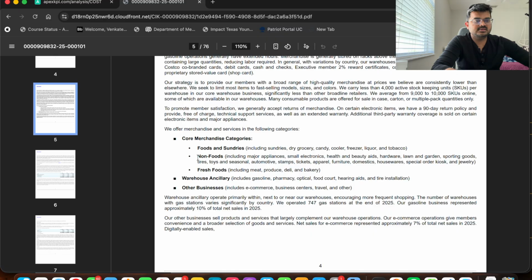The second section which they have mentioned is non-food items, which basically includes all the appliances, electronics, hardware, lawn, and all the other items. Jewelry, as a matter of fact, is included in non-food items. Then fresh food, this is basically the meat and the bakery section in Costco. Then the next one, warehouse ancillary. This is basically the gasoline.